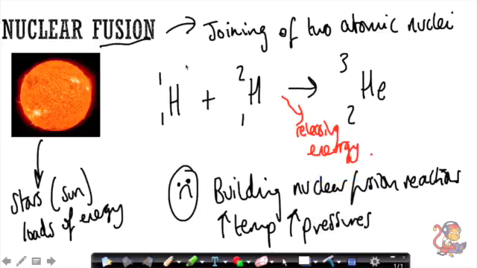Okay, so in summary, nuclear fission was the splitting of atoms to release energy, and it happens in nuclear reactors with elements such as uranium and plutonium, whereas nuclear fusion happens in the stars. It's the joining of atomic nuclei, with two smaller nuclei coming together to form a heavier nucleus.